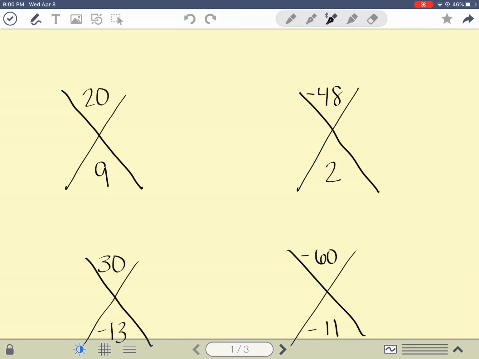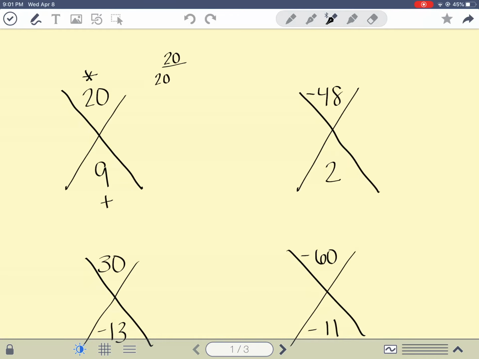Okay, so when we are talking about factoring, before we actually get into how we're going to factor, we're going to do these 4 puzzles real quick, and we are going to look at what multiplies to give us this top number and what adds to give us this bottom number.